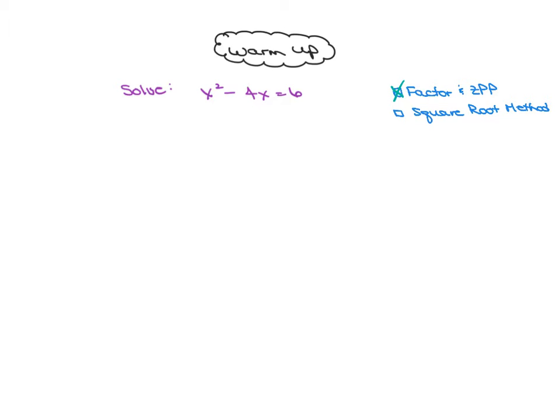What about the square root method? Yeah, I can't use the square root method because the variable is both an x squared and 4x. We have two terms with the variable. Can't use the square root method. So the big question is, are we stuck?